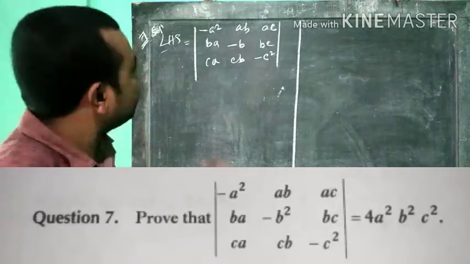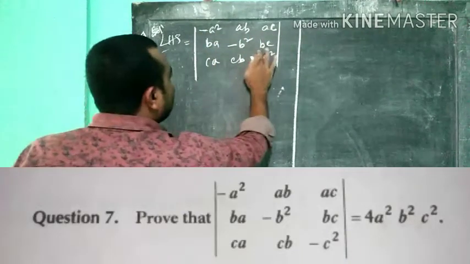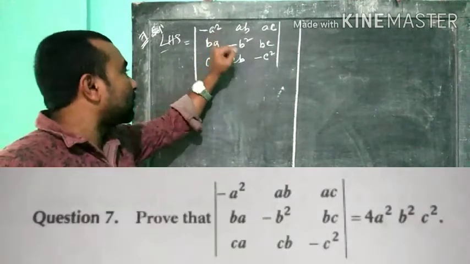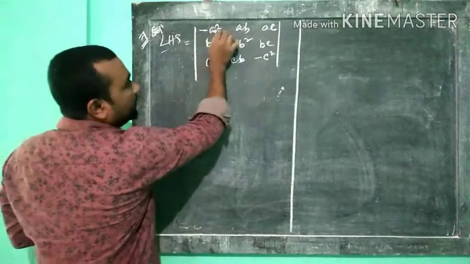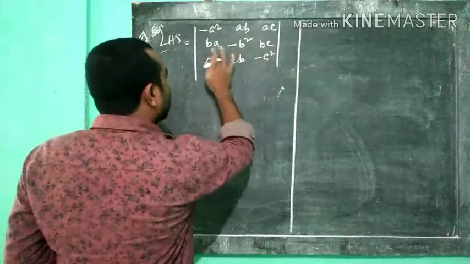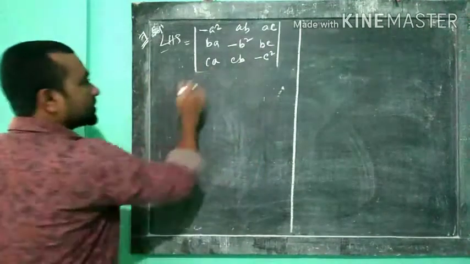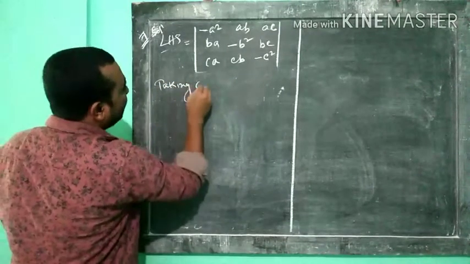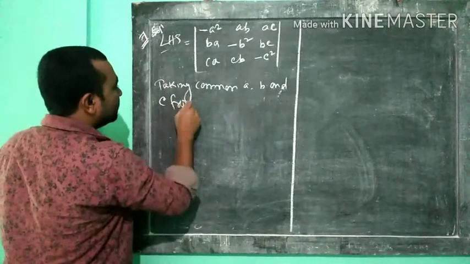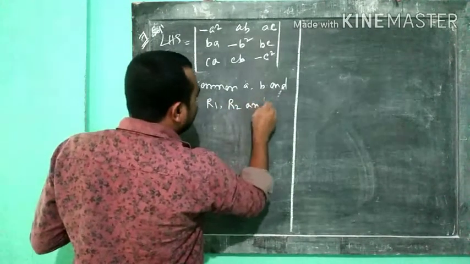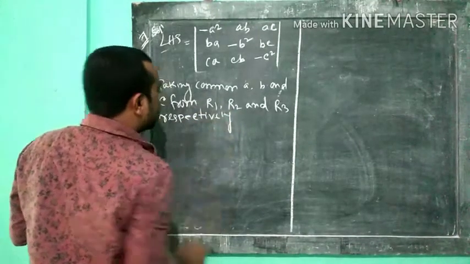Now, what do we take common here? This is the first row, this is the second row, and this is the third row. In the first row, a is common, because in every element a is present. In the second row we take common b, because every element is multiplied by b, and in the third row we take common c. So taking common a, b and c from R1, R2 and R3 respectively.